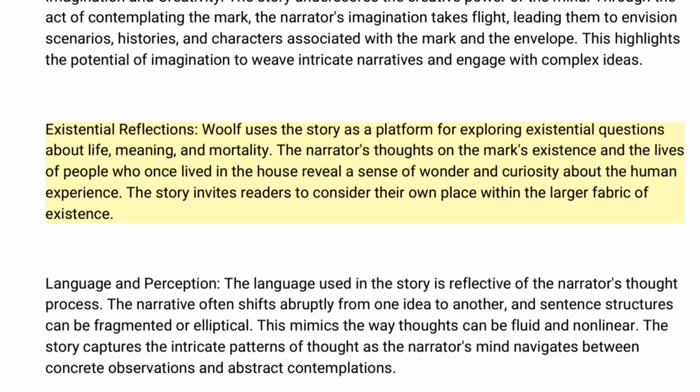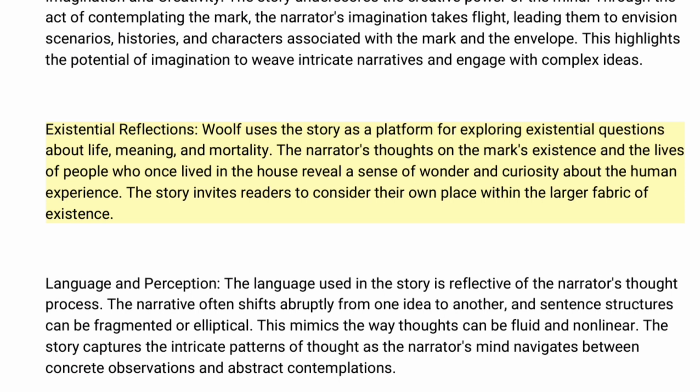Imagination and creativity. The story underscores the creative power of the mind. Through the act of contemplating the mark, the narrator's imagination takes flight, leading them to envision scenarios, histories, and characters associated with the mark and the envelope. This highlights the potential of imagination to weave intricate narratives and engage with complex ideas.